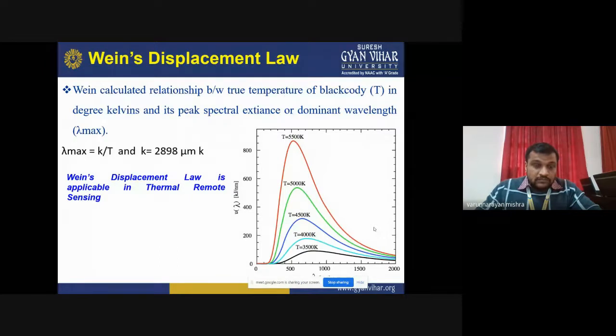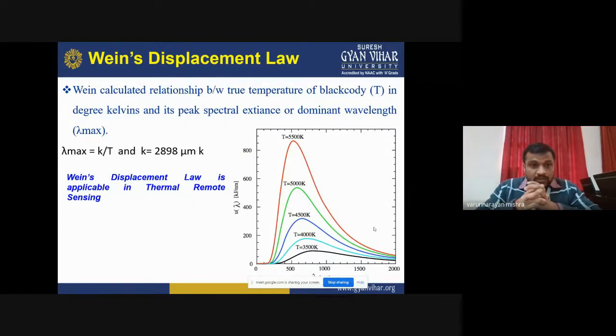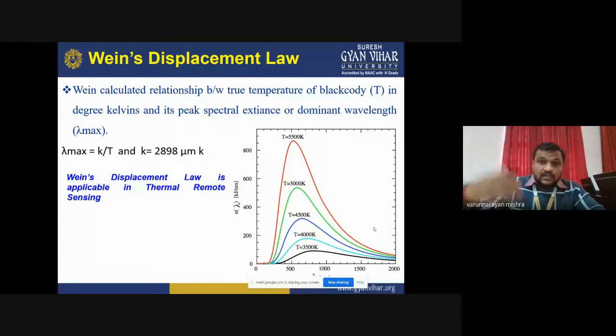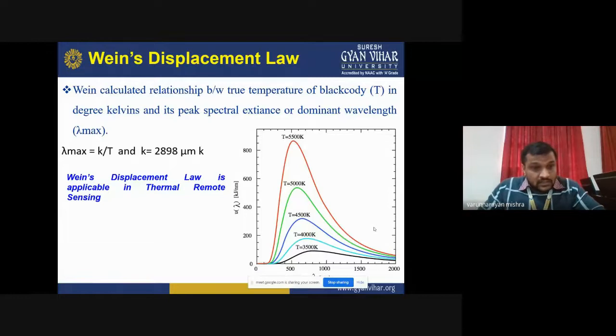Okay, Wien's displacement law is very important in remote sensing, as it calculates the relationship between wavelength and temperature in Kelvin. It means that when we want to see the relationship between the amount of energy released by a black body at a certain wavelength, it may be directly related to the temperature. Lambda max is equal to k by T, where T is the temperature. The maximum wavelength will be achieved at a certain temperature of that body, and k is the constant having the value 2898 micrometer Kelvin.